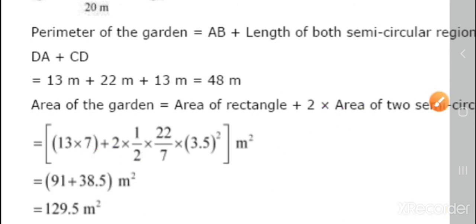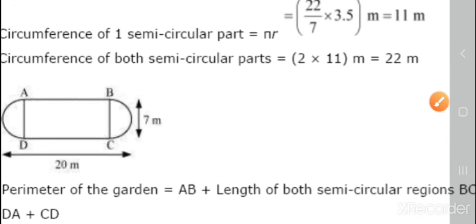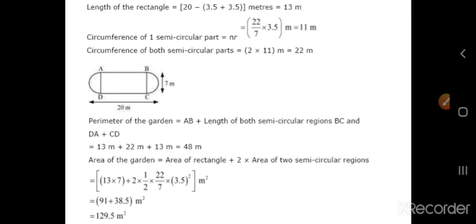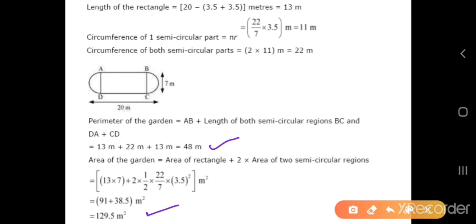Now we have found the area and also the perimeter. So perimeter is 48 meter and area is 129.5 meter square.